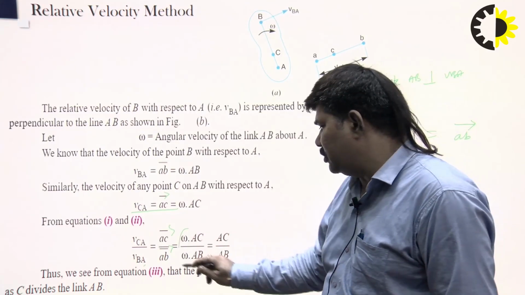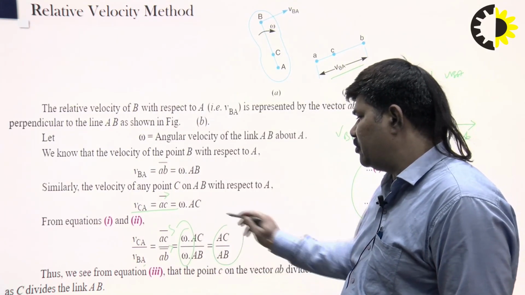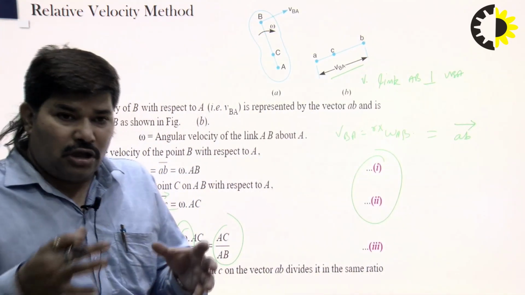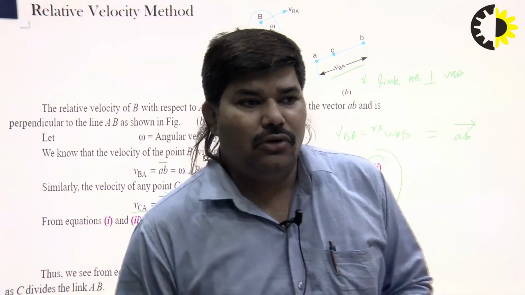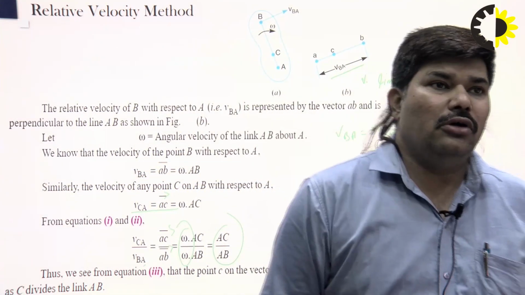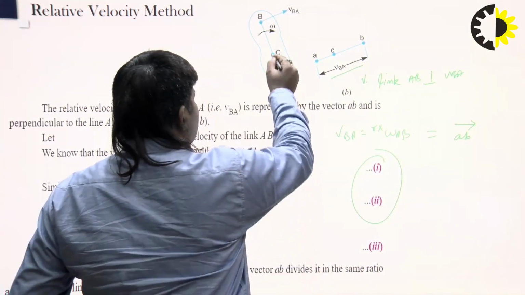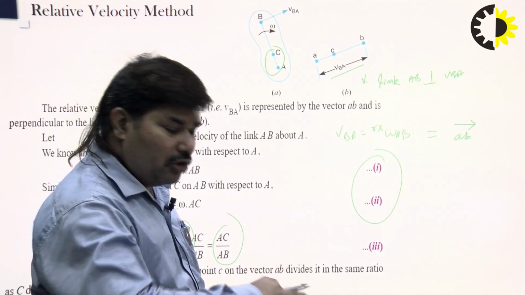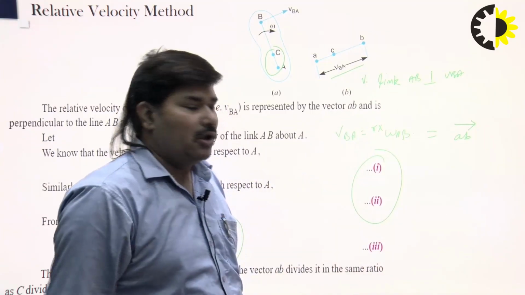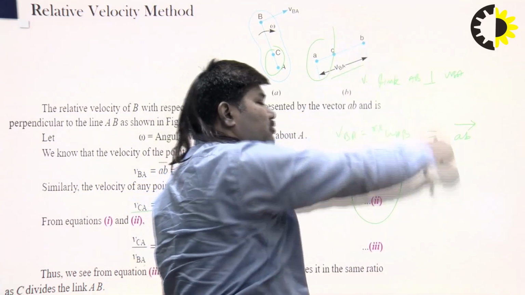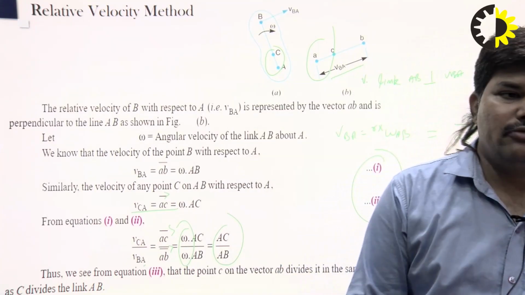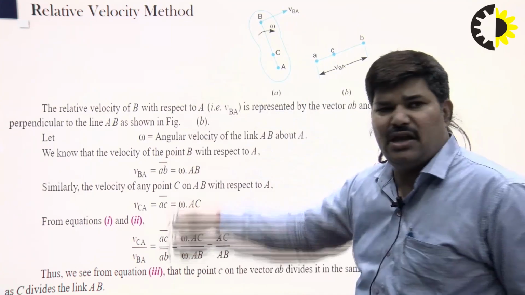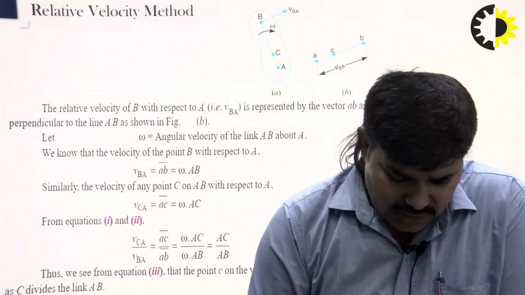Omega is the same for both links, so omega cancels, and we get AC upon AB. So we can see from equation 3 that the point C on the vector AB divides in the same ratio as C divides the link. If C is here in the same link, with the same ratio in the link, then when you draw the velocity diagram, the point C will remain in the same ratio. So if any other point is there, D, E, F, G, H, they will come in the same ratio in this velocity diagram.